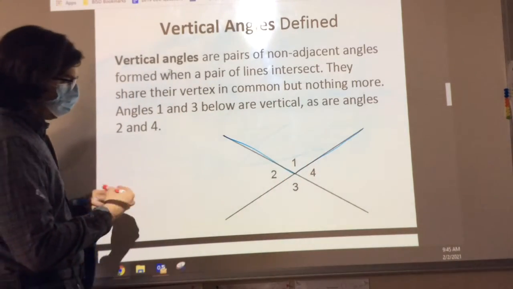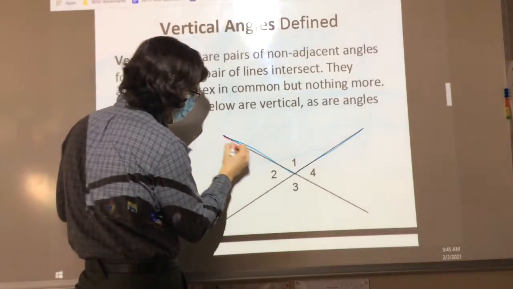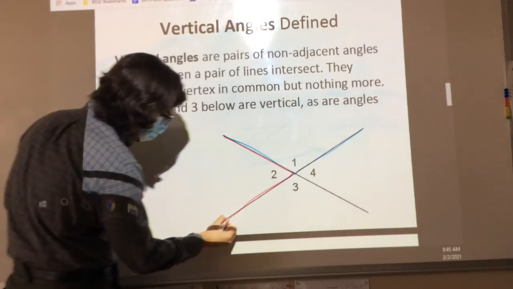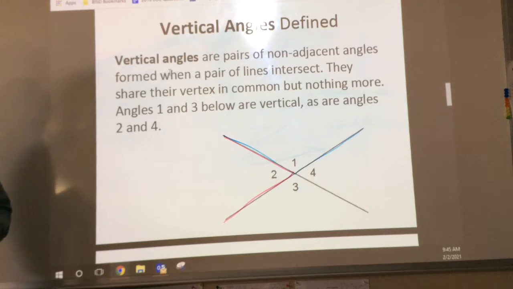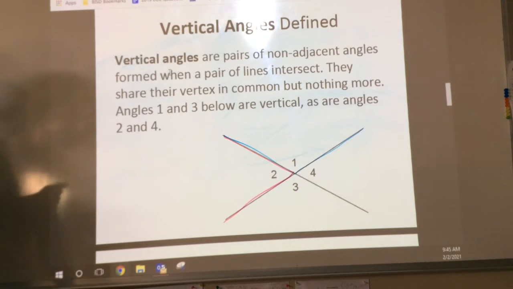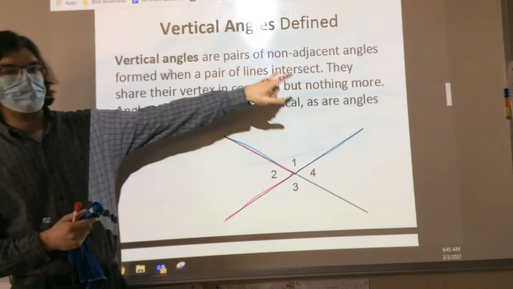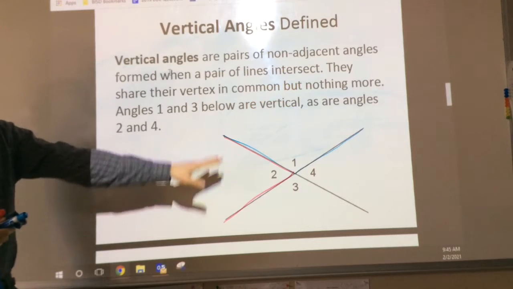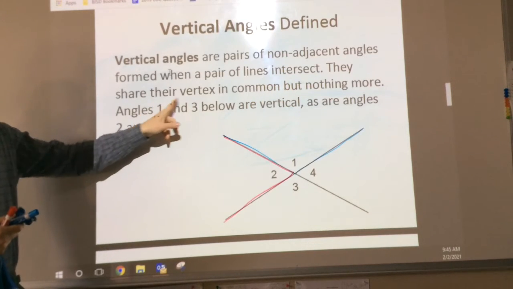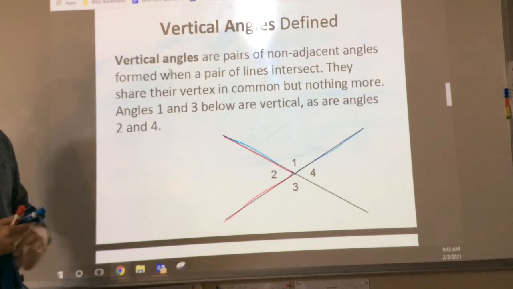Do we agree that these are adjacent? Yes. Okay, everybody get on board with that from what we just talked about? Okay, so this says non-adjacent. So it cannot be these ones. Those ones can't go together. They share their vertex in common, but nothing more.